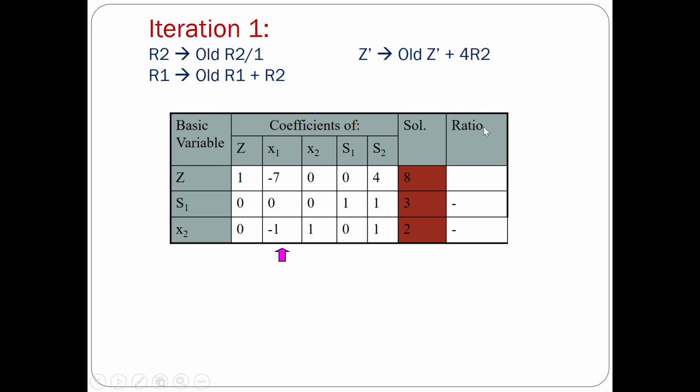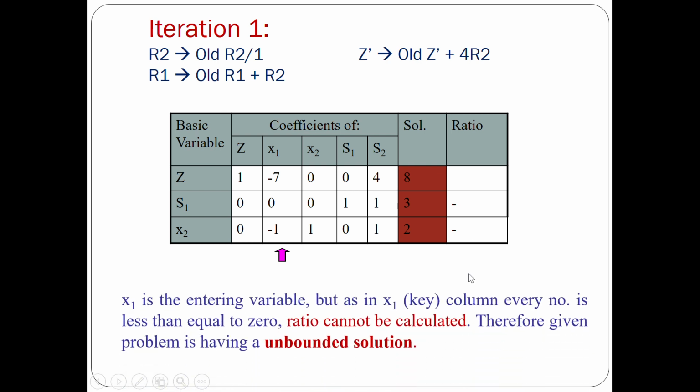Here the ratio should be calculated only for positive key column elements. Here there is no positive key column element. One is 0, another one is -1. There is no positive element in the key column, so we couldn't calculate the ratio. If this is the case, that means the problem has an unbounded solution.